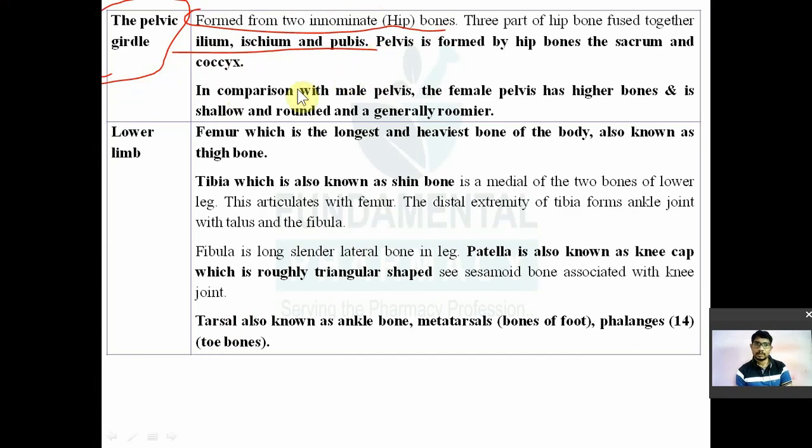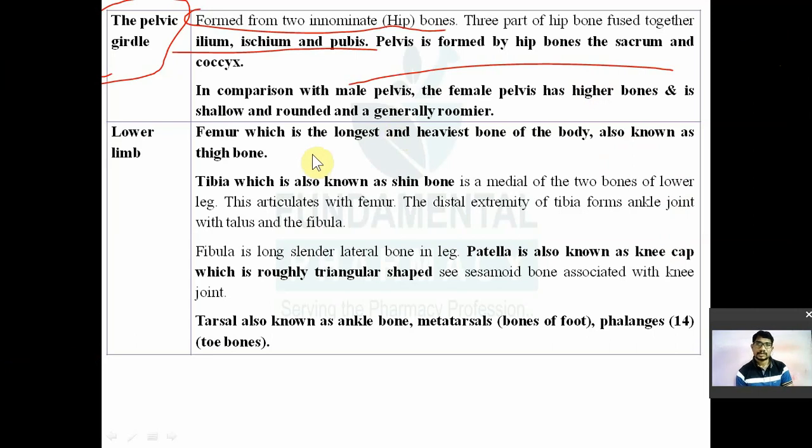Hip bone मतलब आपका जो सीट है, जिसके ऊपर आप बैठते हो, बोलते हो ना आओ तशरीफ रखो, तशरीफ जो है that is nothing but the hip bone. तो hip bone is made up of three parts, ilium, ischium and pubis, where they join together to form a hip bone. Pelvis is formed by hip bones, the sacrum and coccyx. इसको बोलेंगे आप hip bones plus sacrum plus coccyx.